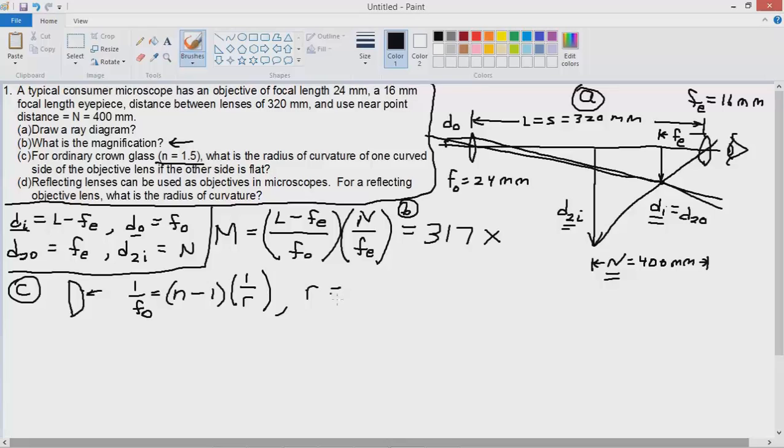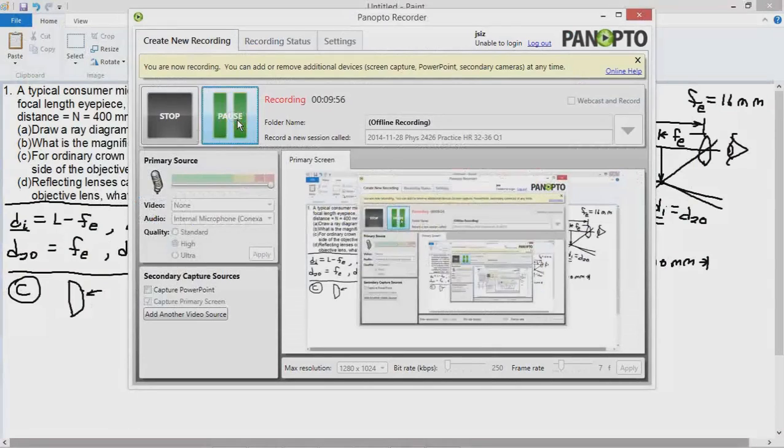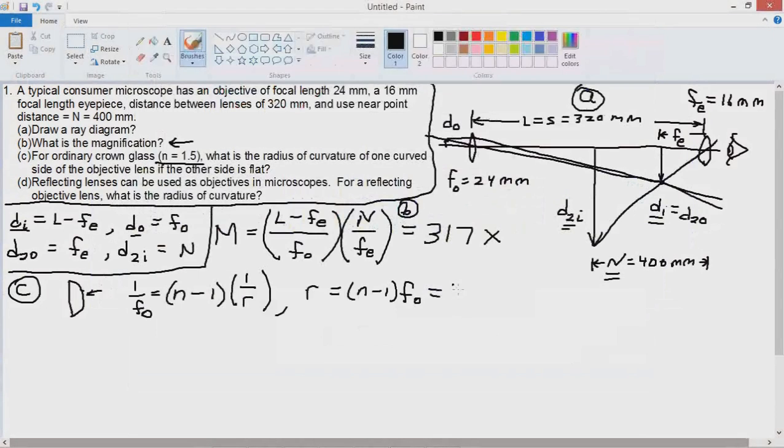Radius of curvature is going to equal n minus 1, the index of refraction minus 1, times the focal length. I just cross multiply. That's all there is to it. And another pause to do some calculations. I'm back, and I got 12 millimeters.